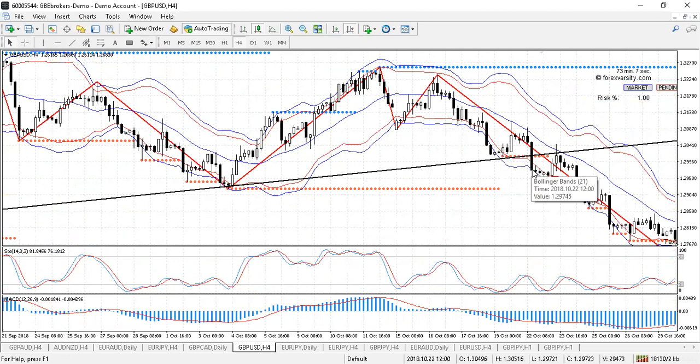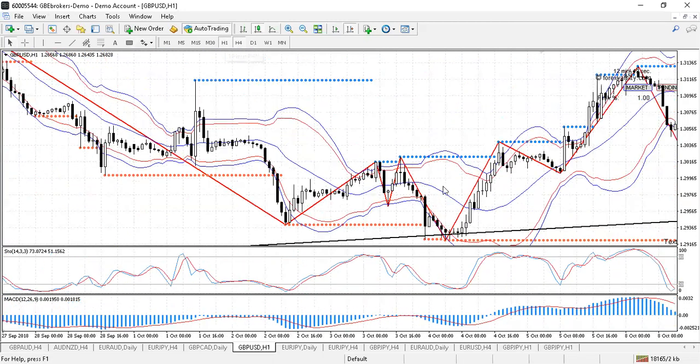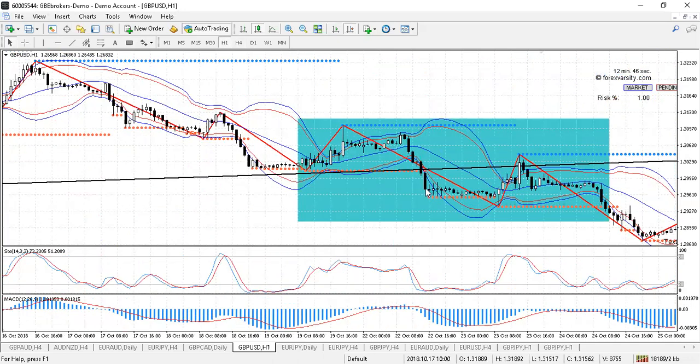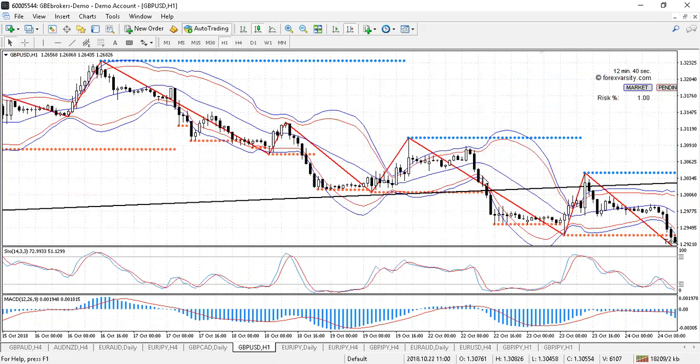So one option is obviously to enter a trade at the close of that candle, but a better option is to actually go down to a smaller time frame. We just highlight that section there so we can see where I'm talking about. We go down to the 1-hour chart. Okay, so we've gone down to the 1-hour chart, and we can see that the price has broken through there.